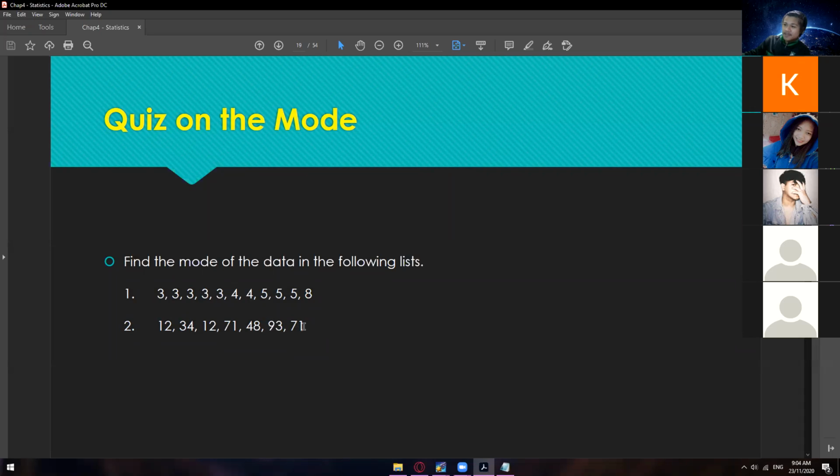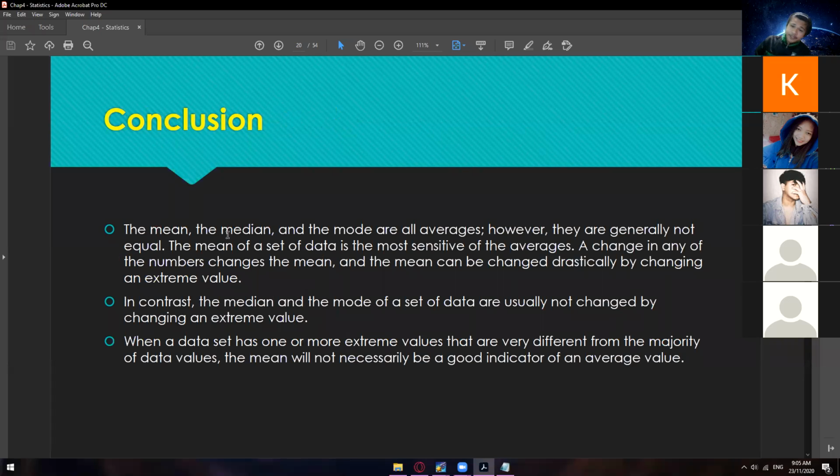If there's a part or if I said something that confused you or you didn't understand at all, feel free to approach me right away so that I can correct or explain it again. So as a conclusion, the mean, the median, and the mode are all averages. Those are the three fundamentals when it comes to getting the averages. However, they are generally not equal. As you can see, yes, they are all averages, but all of their results are not equal.